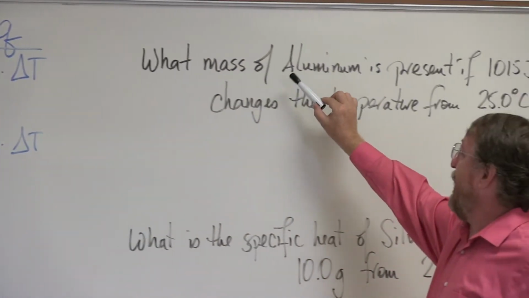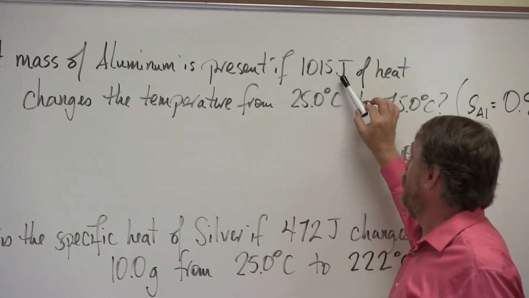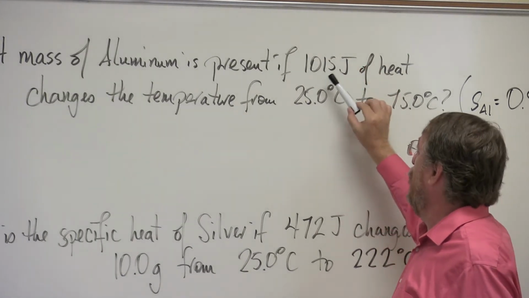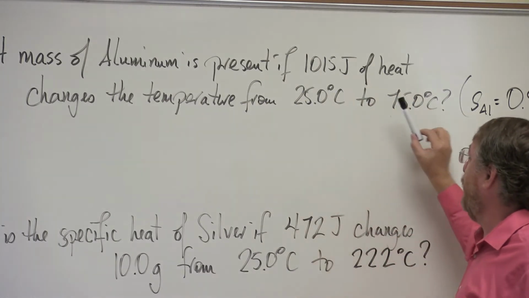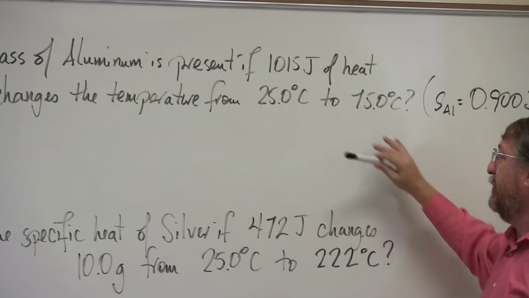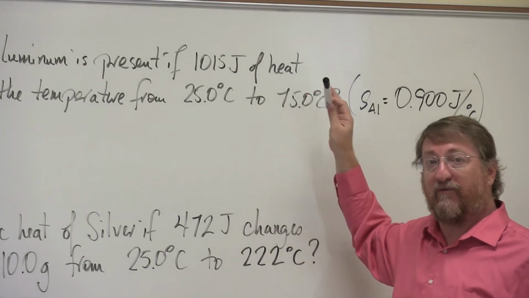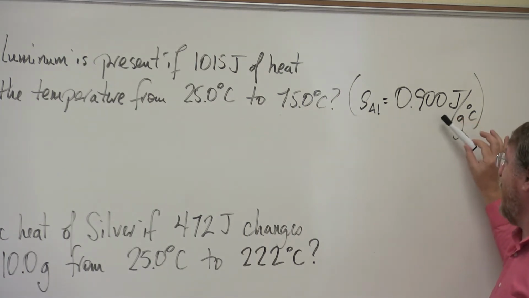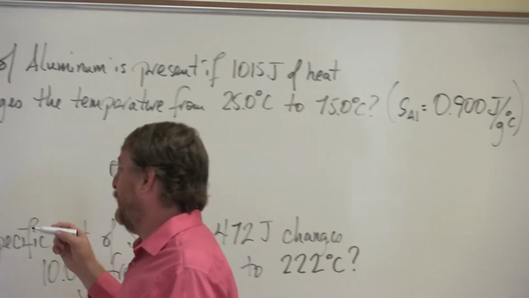Let's calculate the mass of aluminum present. If 1,015 joules, and that's going to be our unit of heat, we could use calories, but we're going to use joules. 1,015 joules of heat changes the temperature from 25 to 75 degrees Celsius. To do this calculation, we have to have the specific heat. That's a known value. It comes out of tables. The specific heat of aluminum is 0.9 joules per gram degree Celsius. So I'm going to solve for the mass.